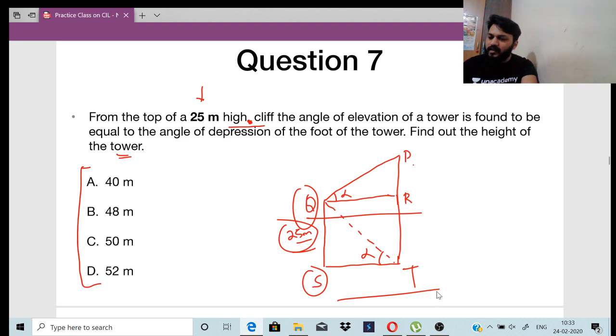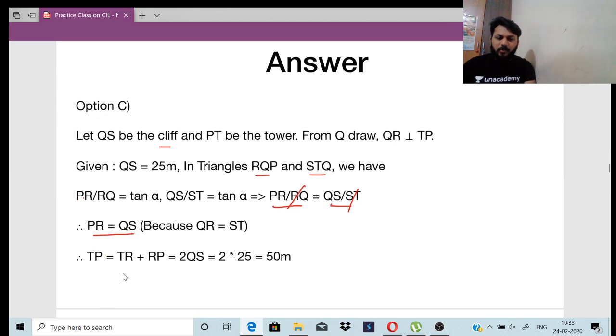So TR equals PR plus RT, है ना? The total, I should find out TP, the total height. So it is TP equals TR plus RP, which is nothing but 2QS, 2 into 25, 50 meter, right?